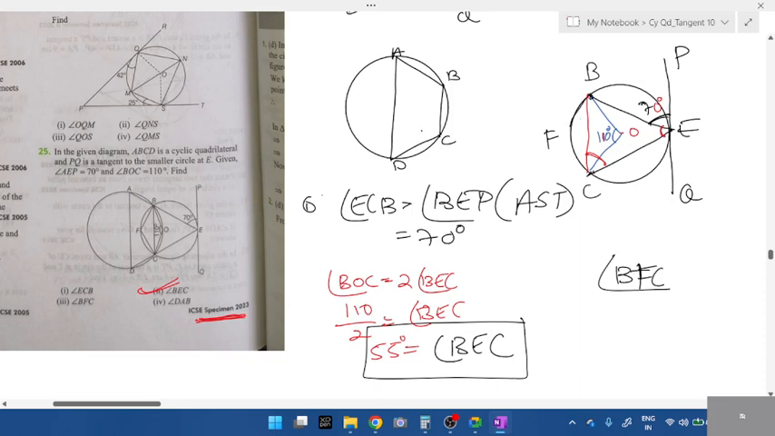BFC is touching which one? Smaller circle, right? So it's a cyclic quadrilateral. Which is a cyclic quadrilateral? BECF. Yes, BECF is a cyclic quadrilateral.